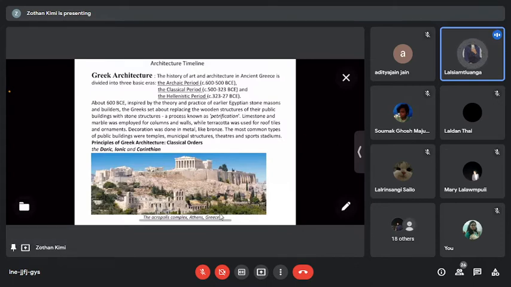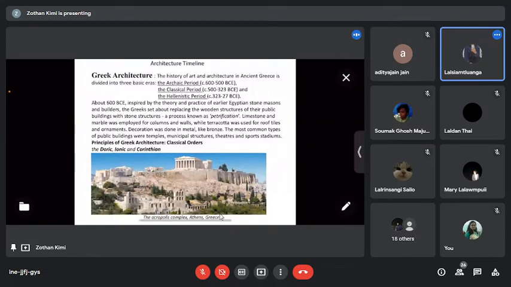About 600 BCE, inspired by the theory and practice of earlier Egyptian stonemasons and builders, the Greeks set about replacing the wooden structures of their public buildings with stone structures, a process known as petrification. Limestone and marble was employed for columns and walls, while terracotta was used for roof tiles and ornaments. Decoration was done in metal like bronze. The most common types of public buildings were temples, municipal structures, theaters, and sports stadiums. Principles of Greek architecture, classical orders, the Doric, Ionic, and Corinthian. The Acropolis complex.